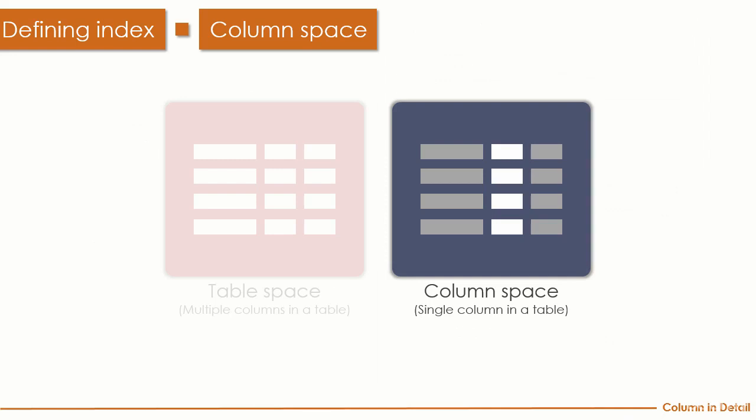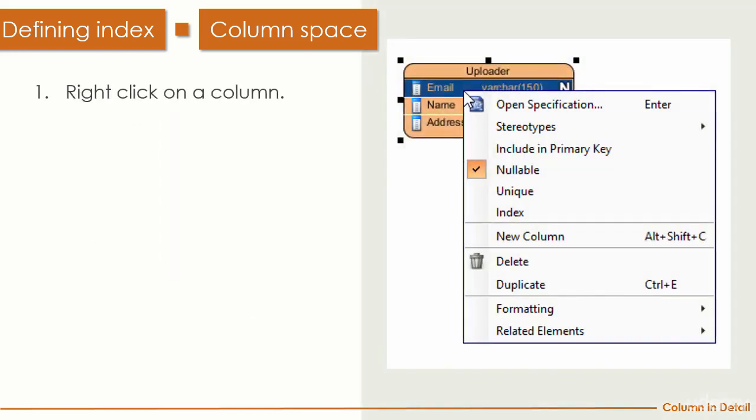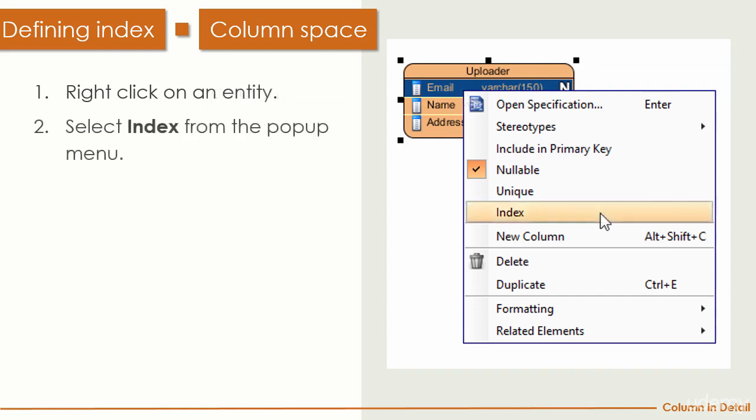You can also set the column as an index by just right clicking on the column and then clicking on the Index menu item. Then you will set the column to be the index. And remember, when you set an index, you need some extra space and extra CPU when you write the data into the database, into the table. So use it with care.